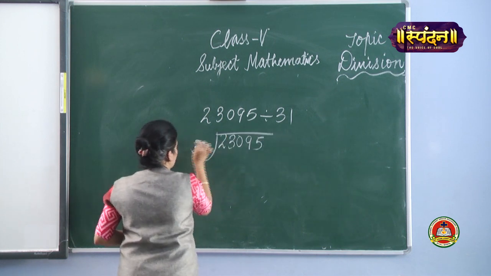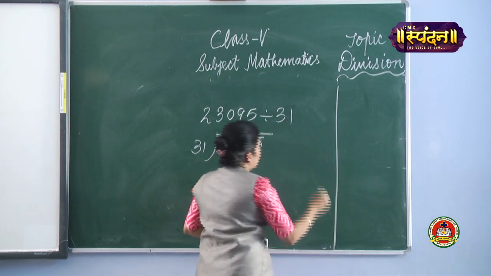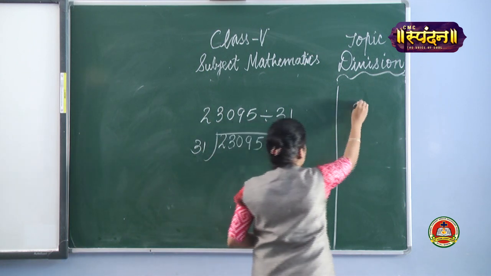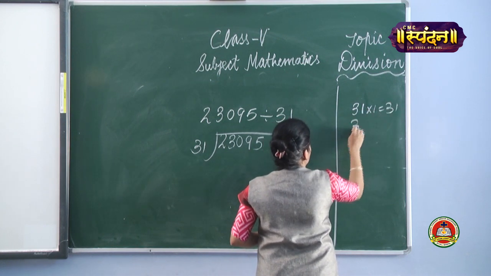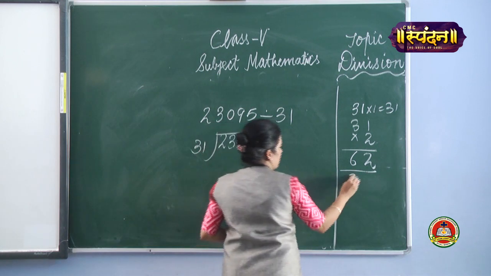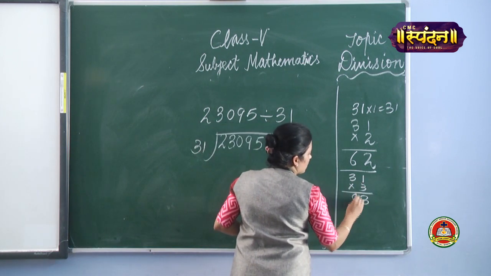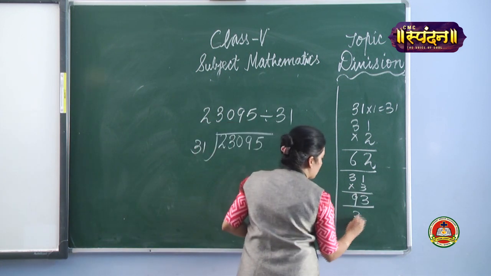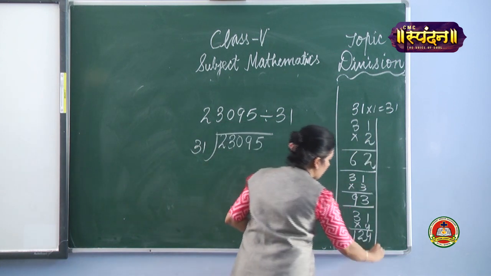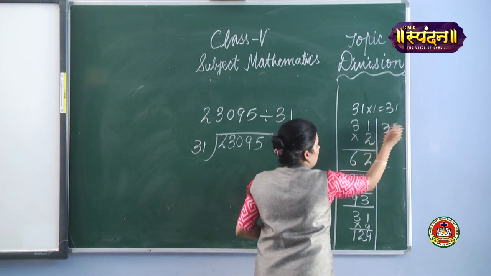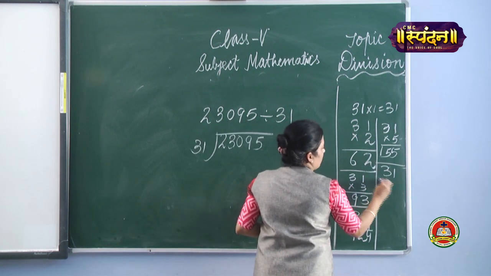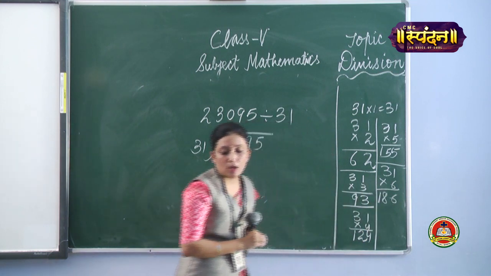23095 divided by 31. Yes, 31. How are we going to do it? I think you remember we are going to write the tables in the rough column. 31 ones are 31, 31 twos are 62, 31 threes are 93. What will be the next? 31 fours are 124. What will be the next one? 5s are 155. 31 6s are 186.